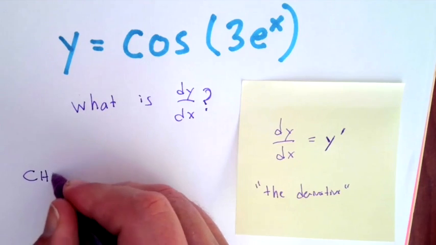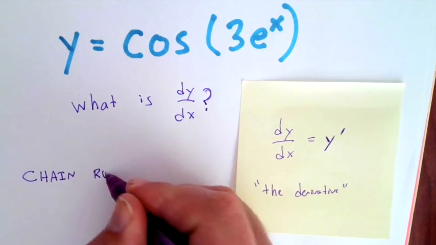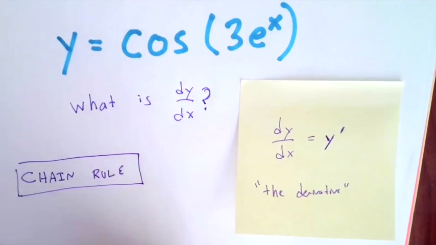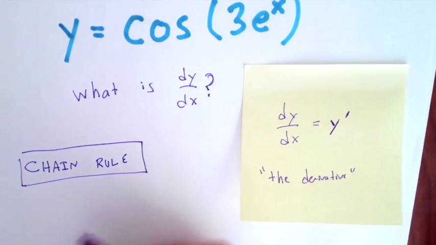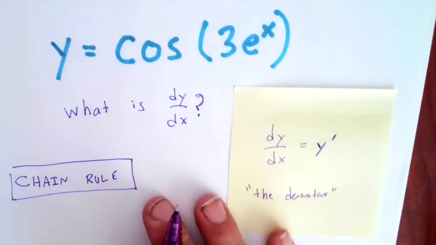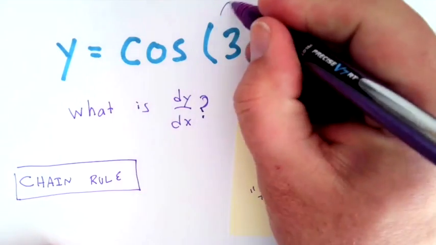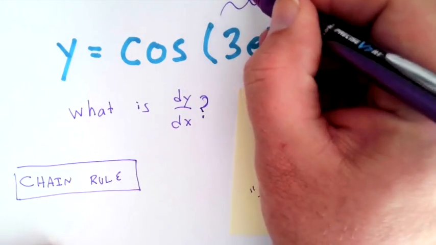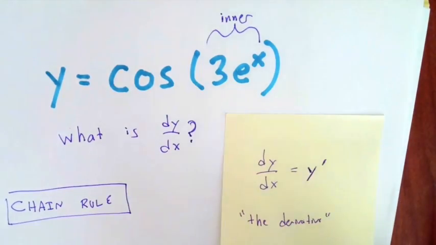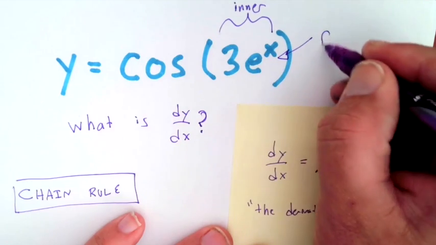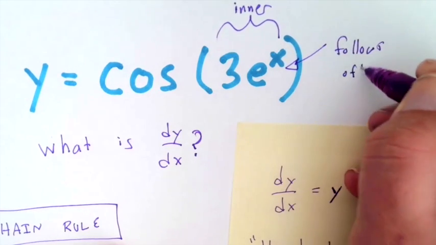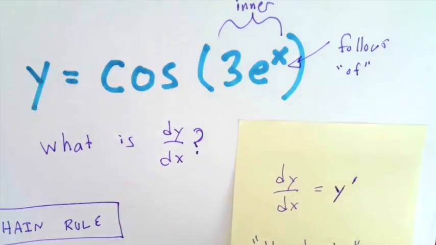In order to take this derivative, I need something called chain rule. And chain rule is how we take the derivative of composite functions. The important thing here is that I have an outer function and an inner function. My inner function will be what is in the place where you would expect the x variable. That usually is what follows "of." You'll notice I said cosine of 3 times e to the x. 3 times e to the x is the inner function. My outer function is cosine.